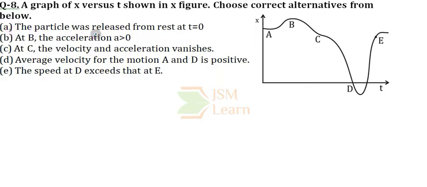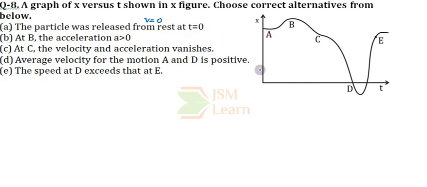Option A says that the particle was released from rest at t equals 0. What does this phrase mean? It means that the particle was started from rest at t equals 0. This means that the velocity of the particle at t equals 0 was 0. So let us check whether at the point t equals 0, the particle velocity is 0 or not. If the particle velocity is 0, then option A becomes true.